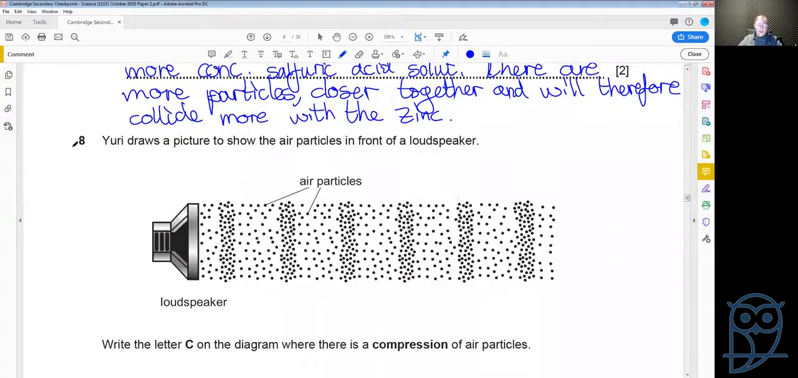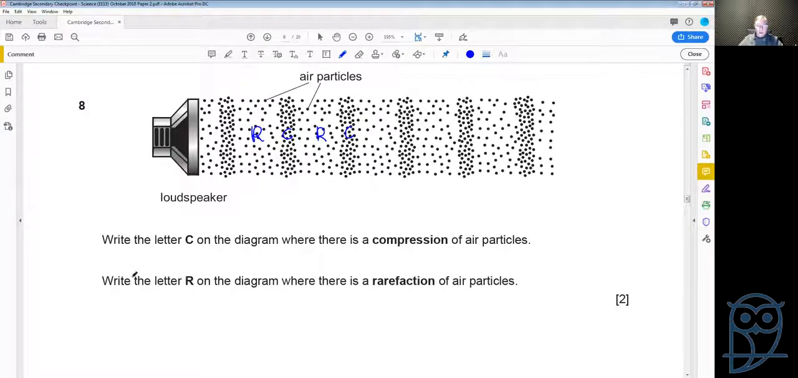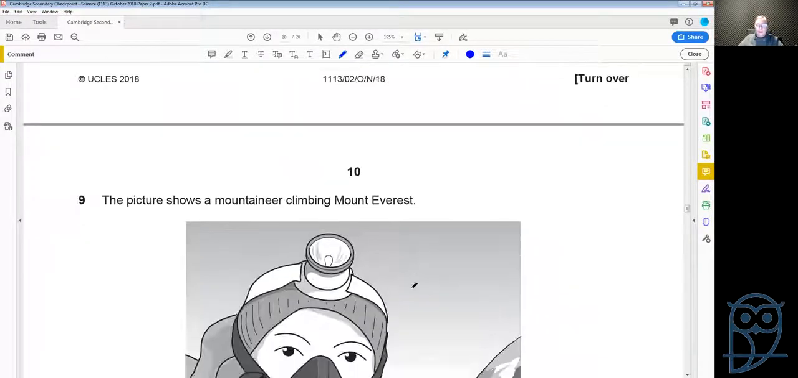So here we have a picture showing the air particles in front of a loudspeaker. So write the letter C where there is a compression of air particles. So that would be here. And write the letter R where there is a rarefaction of air particles. So you can write it in any point. I just wrote it in 2 places. You only need to write it in 1. So 1 mark for the compression, 1 mark for the rarefaction.